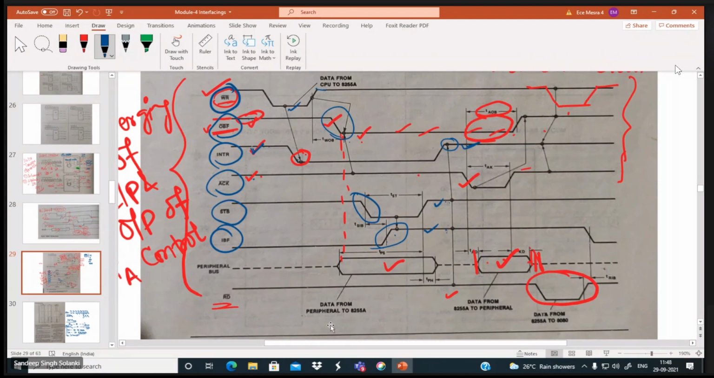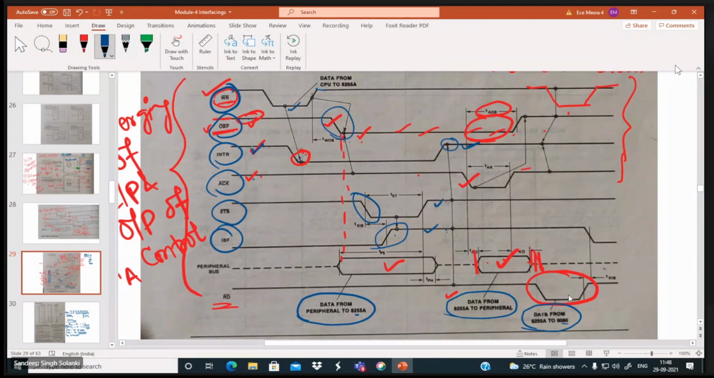Please mind all these things also. It is very important. Data from peripheral to 8255. Here you see data from 8255 to 8085. Here data from 8255 to peripheral. So here we have two peripheral buses, one peripheral number 1, another peripheral number 2.